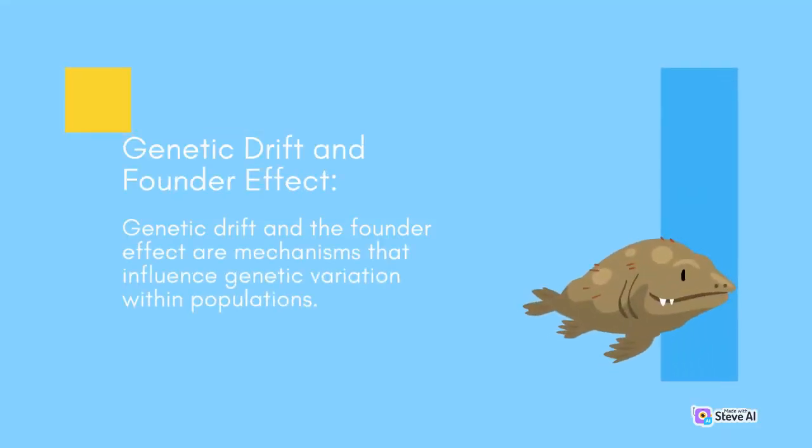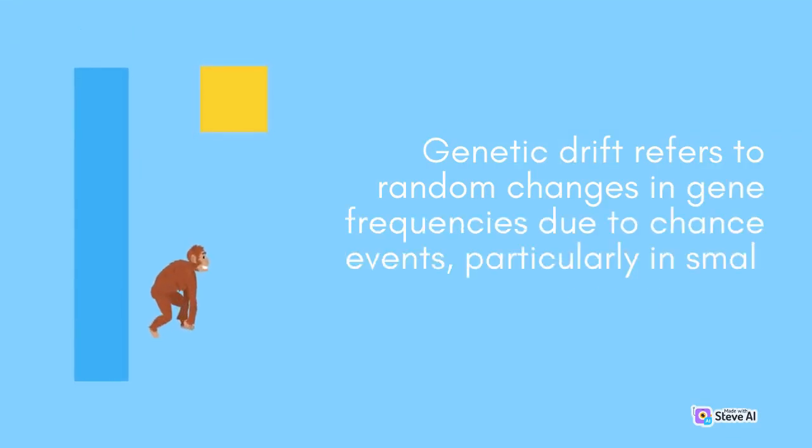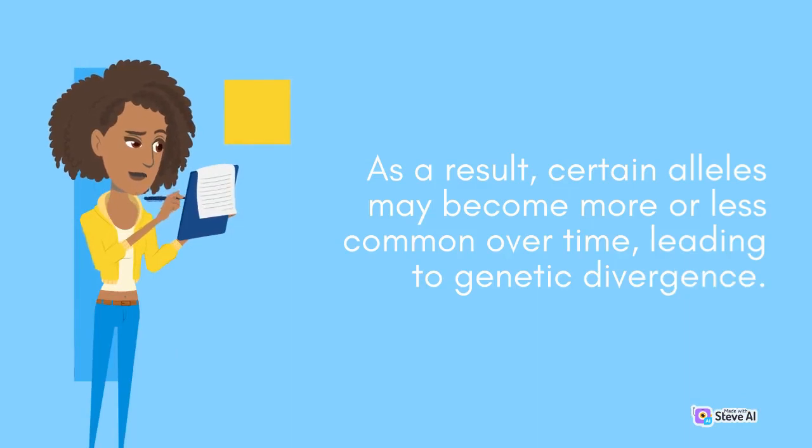Genetic drift and founder effect. Genetic drift and the founder effect are mechanisms that influence genetic variation within populations. Genetic drift refers to random changes in gene frequencies due to chance events, particularly in small populations. As a result, certain alleles may become more or less common over time, leading to genetic divergence.